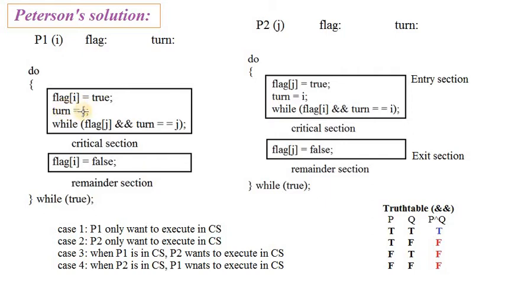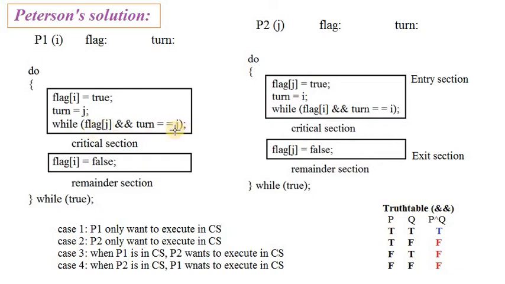Then we should initialize the variable called turn to J. J means here the second program. So we initialize the turn variable with the second program's value. Then we check some conditions in the while loop. Two conditions are there using the AND operator, so we follow the truth table. When both conditions are satisfied, only then is the condition totally true, and it will enter the while loop.